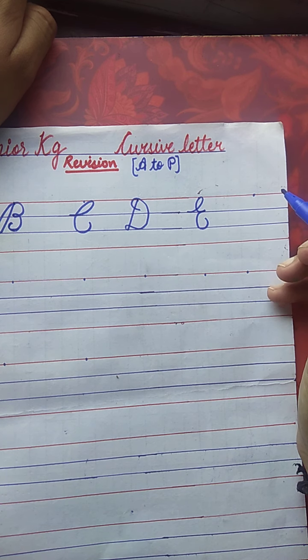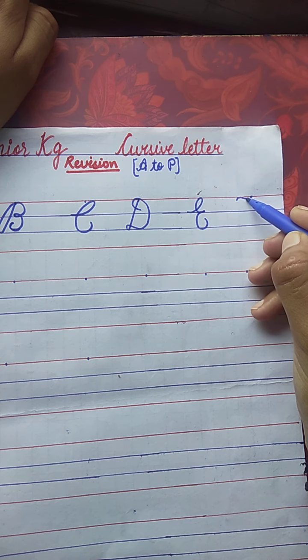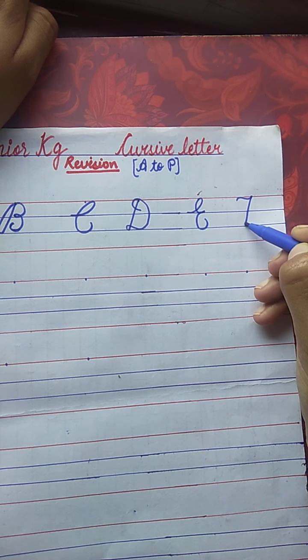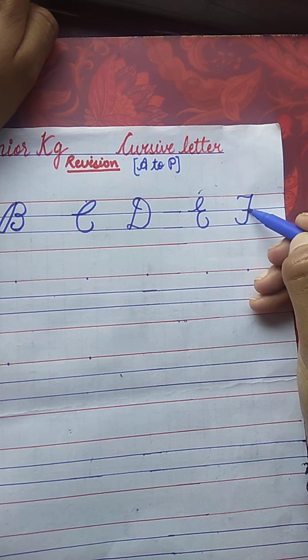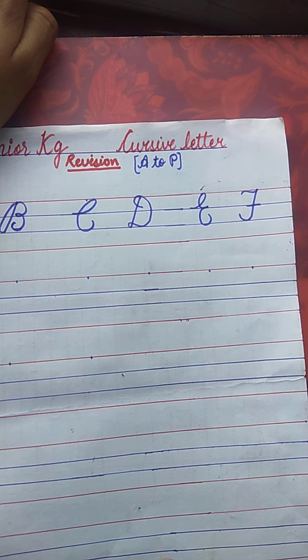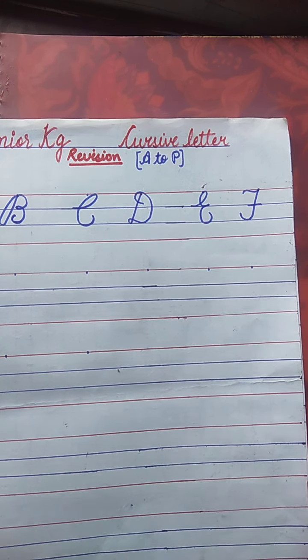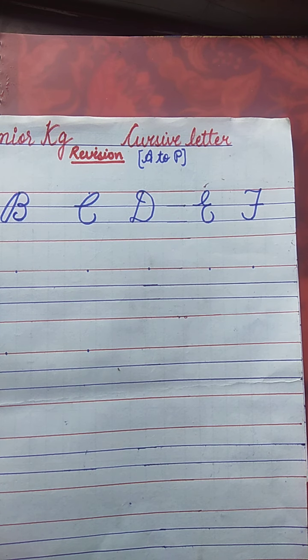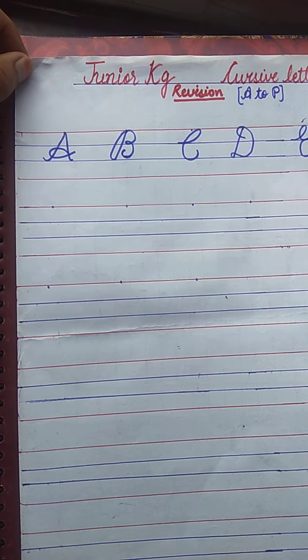F. F for fish. See here, draw a curved line, a slanting line, one more curve and a sleeping line. This is letter F. F for fish. What is the spelling of fish? F-I-S-H, fish. Now F for fish के बाद next letter क्या आता है children?